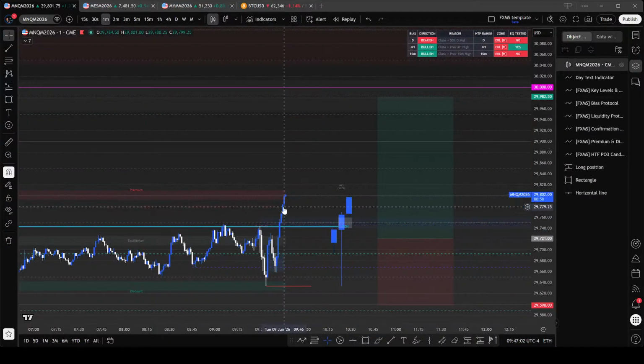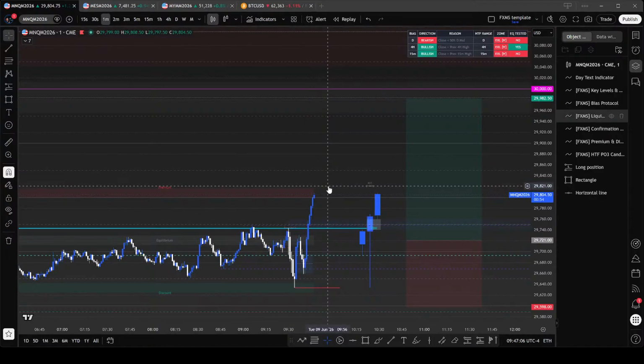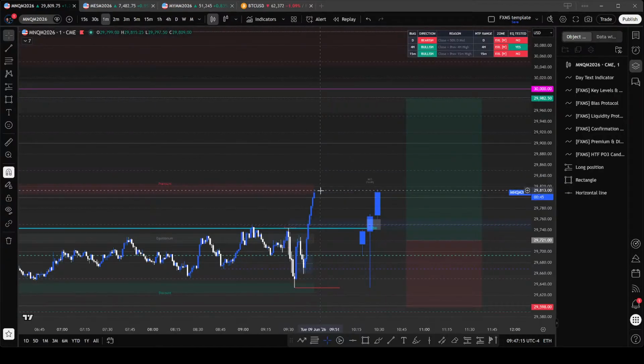But I don't really want to be chasing price here either, even though it looks like he's just going away, taking a nice run away from us. Unfortunately.